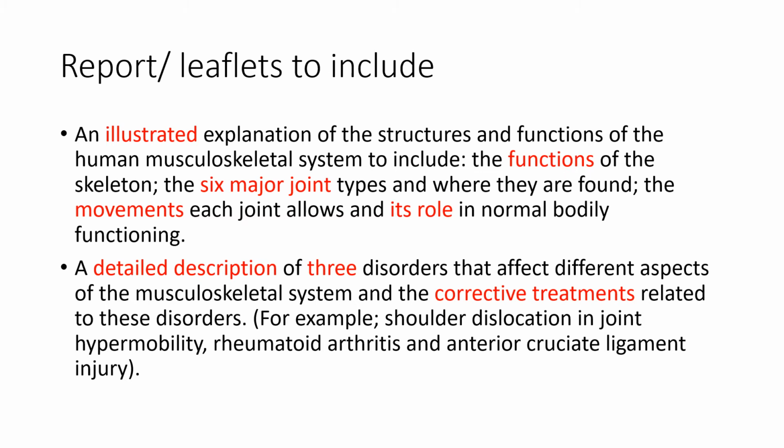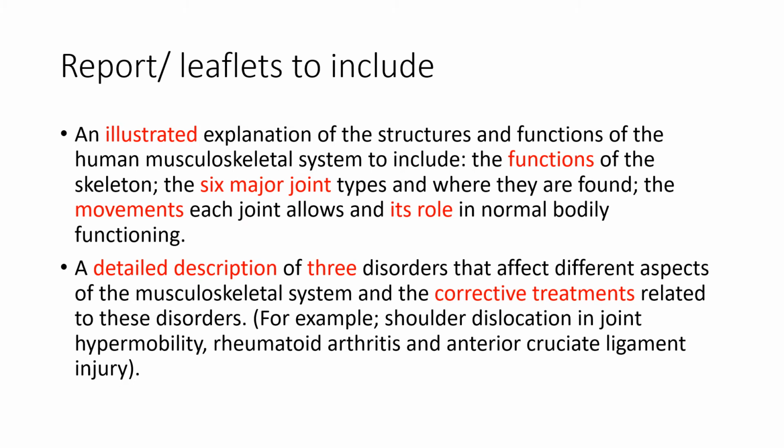Six major joint types. They've told you how many. They've specified how many. You've got to say where they're found, what movement it allows, and its role. They have put the key information in there for you.